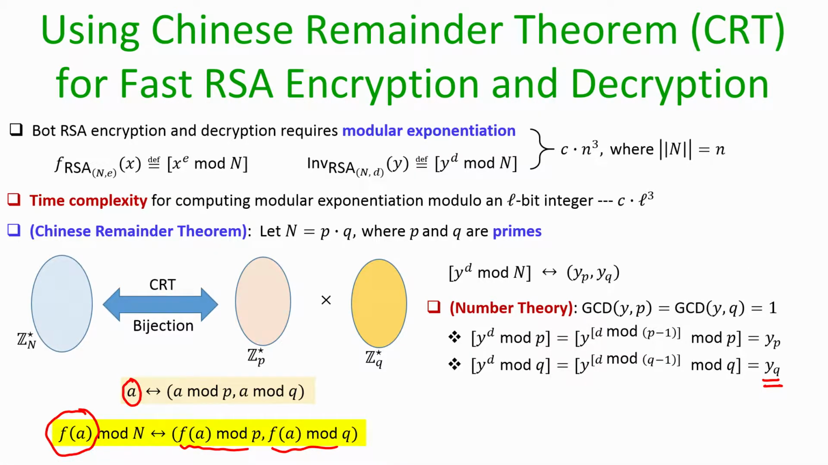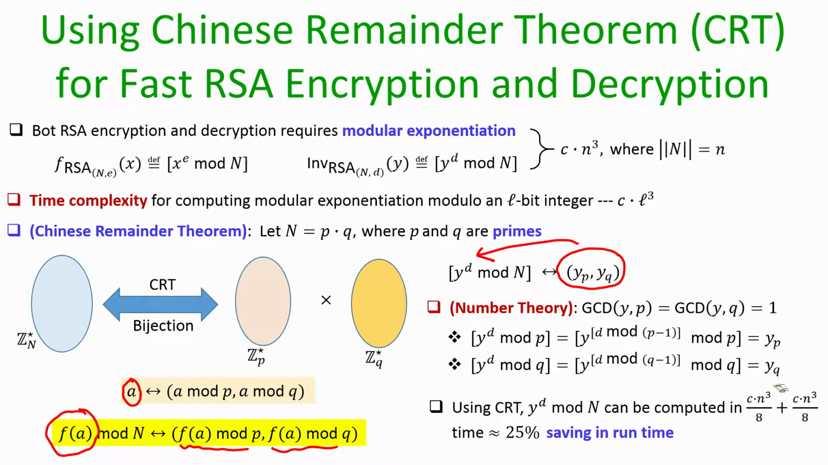That means, this y to the power d modulo n can be expressed as the pair of elements y sub p comma y sub q as per the Chinese remainder theorem. That means, if you know how to compute y sub p and y sub q, then using the Chinese remainder theorem you can obtain the result y to the power d modulo n. That is what the Chinese remainder theorem ensures for you.